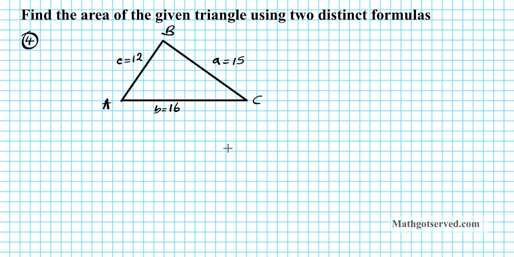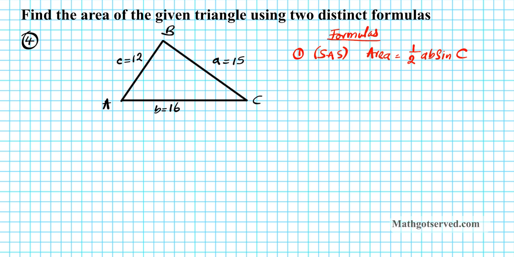Okay, now when I say two distinct formulas, you're going to be using the SAS formula. Let's list the formulas you're going to be using here. Formulas. You're going to be using the SAS formula, which is the formula area equals 1/2 AB sine C, or it could be BC sine A or AC sine B.